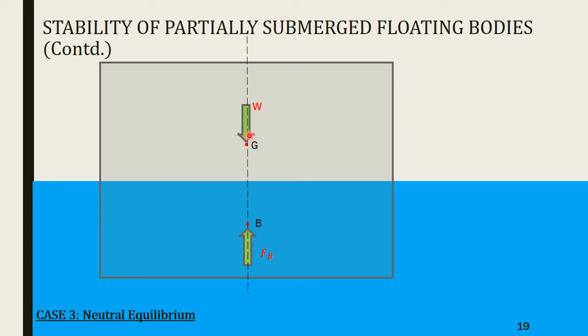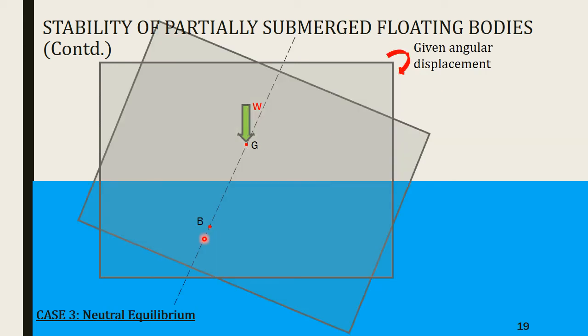So this is W and FB acting at G and B respectively. Now we're going to give it an angular displacement. The body is going to tilt. Center of buoyancy is going to shift to B dash. FB is going to act through B dash. But when we extend the line of action of FB, it is found to coincide with the center of gravity. That is, metacenter is going to coincide with the center of gravity. And so W and FB are going to act along the same line. When we give it an angular displacement also, W and FB are going to act along the same line.